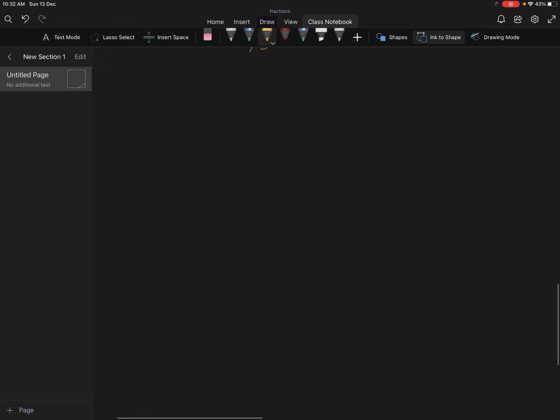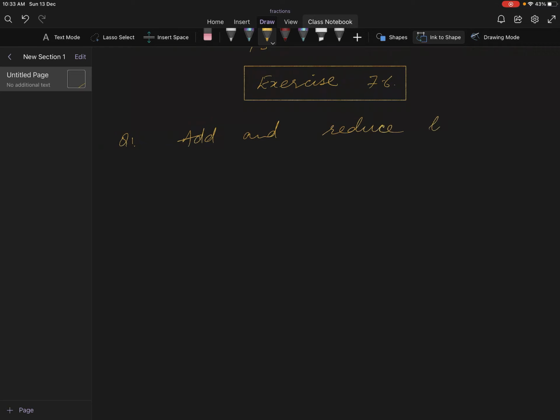Having understood this, children, open your notebooks, come up to exercise 7.6. Question number 1, you have to add, and there are two questions in one question. Reduce to the lowest term as well. Remember the last exercise? So my first part is 3 upon 4 plus 5 upon 4.